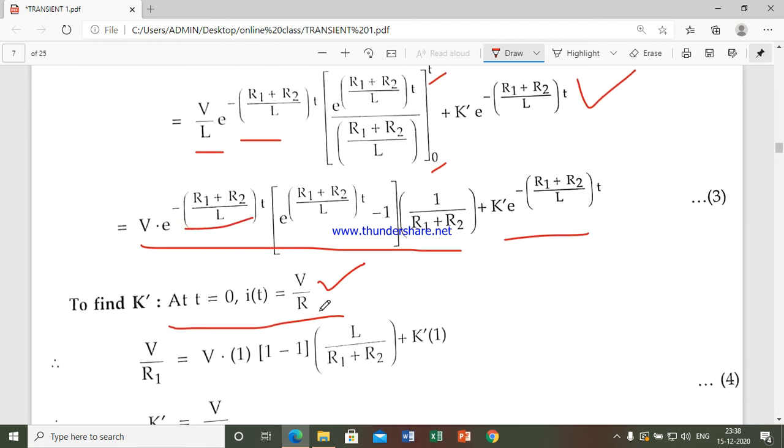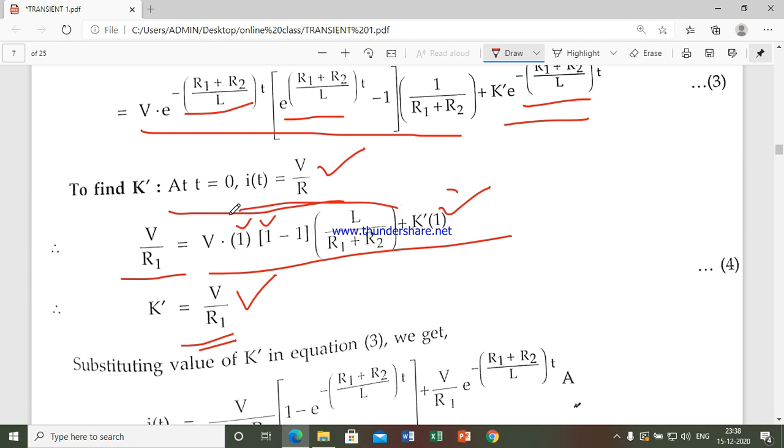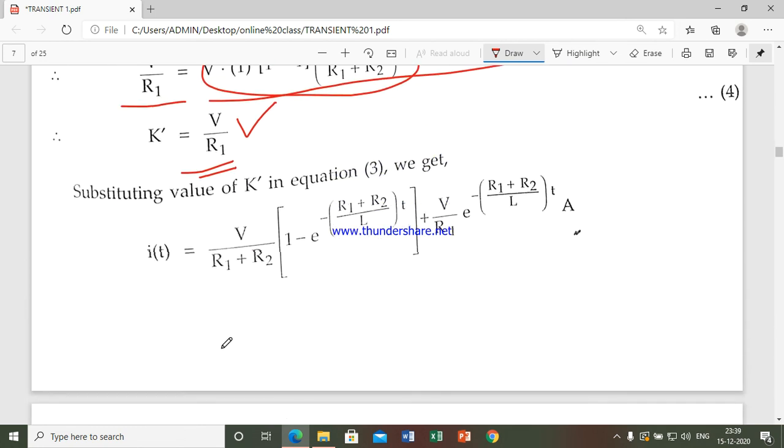e raised to 0 is nothing but 1. Here also e raised to 0 means 1, and k into e raised to 0 is also 1. And you will get V by R1 equal to this expression. Next, after simplifying, you will get k dash equal to V by R1, because now this term will be 0, 1 minus 1 will be 0. So k dash equals V by R1.